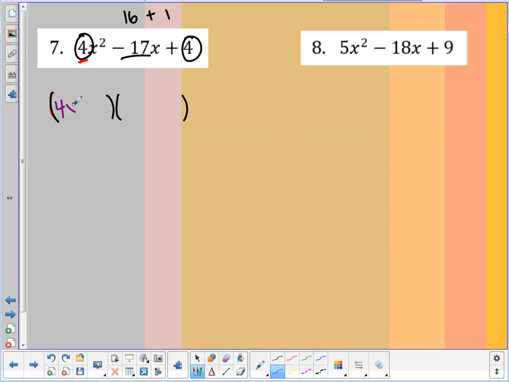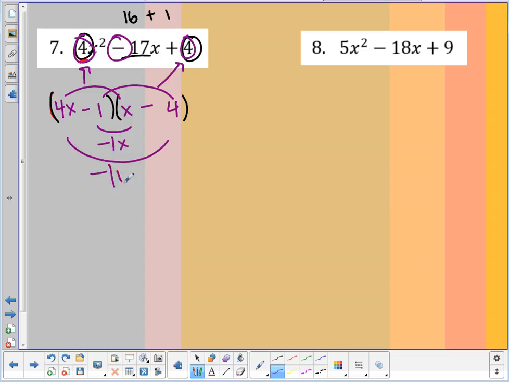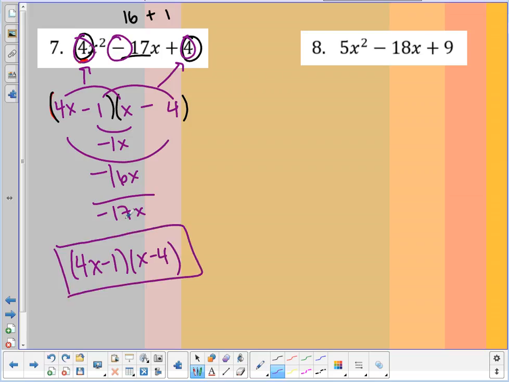So I'm going to say that this is 4x and x because I know I want to take the 4 times the 4. If I put my 4 on the outside here and I put my 1 on the inside here, I want them both to be negative. Let's see if that worked for me. So this gives me the 4x squared. This gives me the positive 4. This gives me a negative 1x. This gives me a negative 16x. And together that's a negative 17x. So that's what I want. 4x minus 1, x minus 4. And again, all I did there was just notice that 4 times 4 is 16. I want a 17, so that must mean I need a 16 and a 1 somehow.